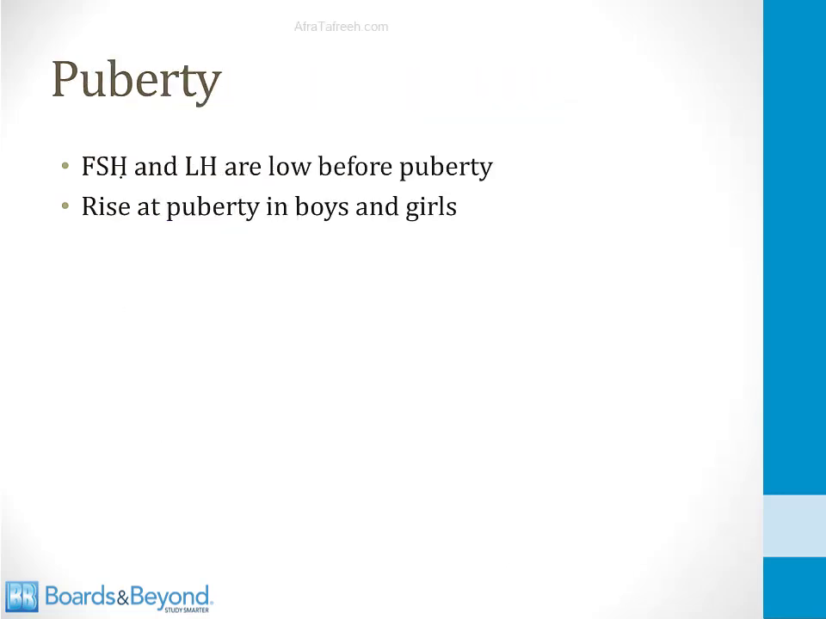The pituitary hormones FSH and LH are responsible for many of the changes seen in puberty. The levels of these two hormones are low before puberty, but they rise at puberty in boys and girls, and this stimulates the typical changes seen in puberty.